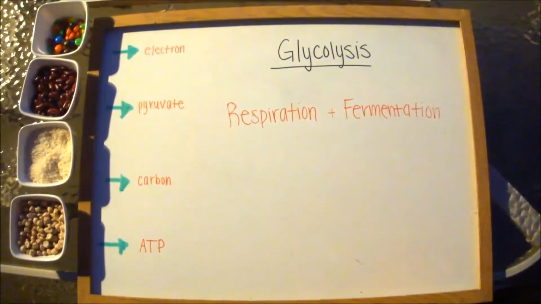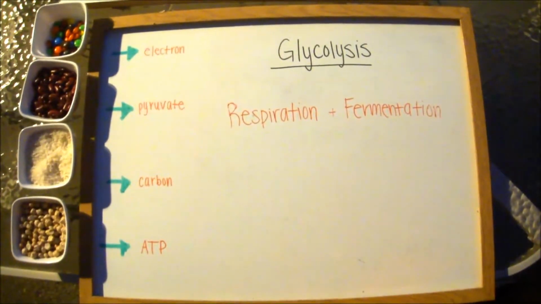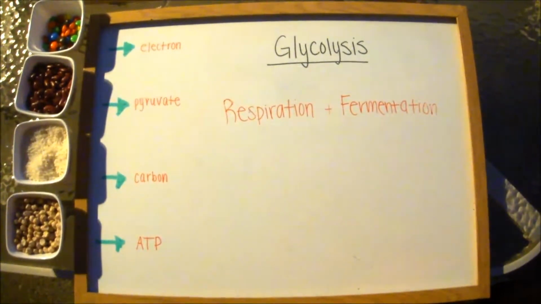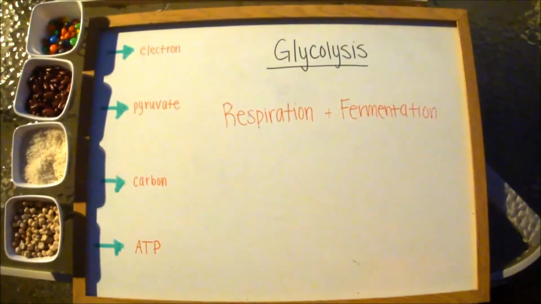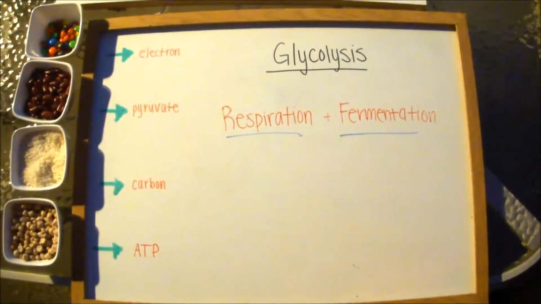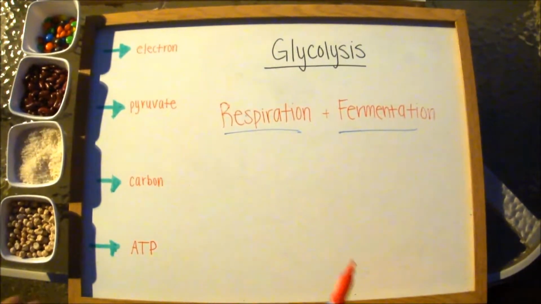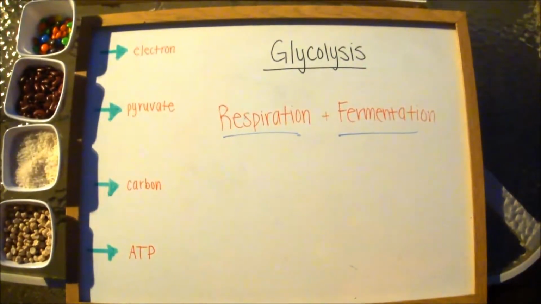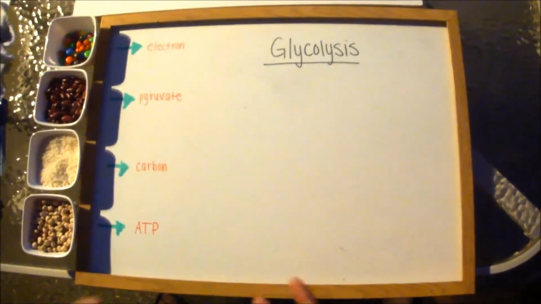Let's talk a bit about glycolysis. So chemoautoheterotrophs undergo glycolysis. Glycolysis is a function that is used by both respiration and fermentation. Glycolysis is a catabolic process which is used to harvest energy in the form of ATP, electrons, and carbon. One important point about glycolysis is that it does not require oxygen. So now we will talk about how the process of glycolysis actually works.